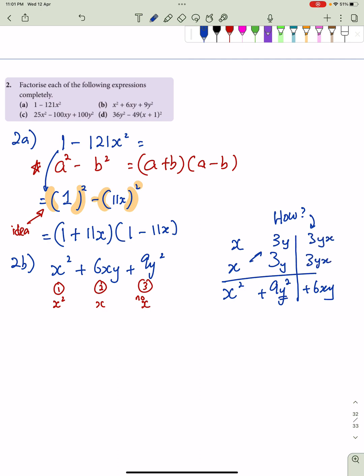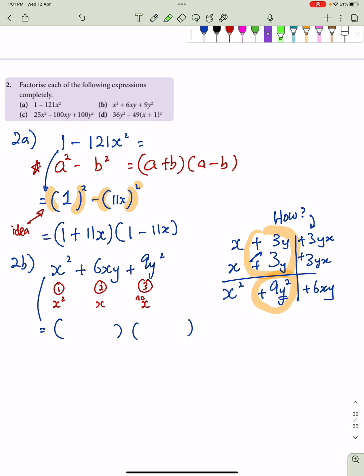Okay. I want to get 6xy, right? I want to get 6xy. So this one must be a plus, this must be a plus. Make sense? So this is a plus. Do a final check: plus 3 times plus 3 will give you plus 9 squared. So everything is correct. I know that this can be factorized into two brackets.